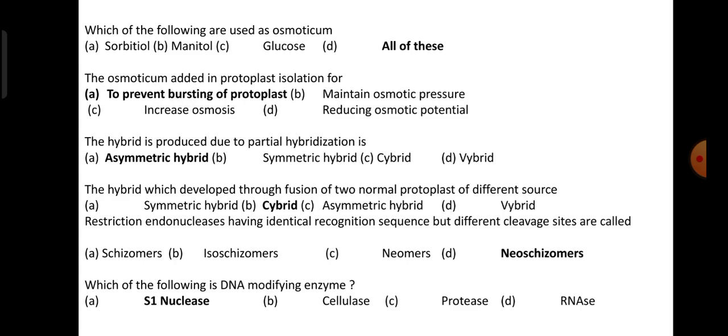Osmoticum added in protoplast isolation for. Options are to prevent bursting of protoplasts, maintain osmotic pressure, increasing osmosis, reducing osmotic potential. Here, sorry for the inconvenience, already answers are ticked here. The answer is to prevent bursting of protoplasts. Next question, hybrid produced due to partial hybridization is asymmetric hybrid. Here the question asked is partial hybridization means asymmetry is found here.